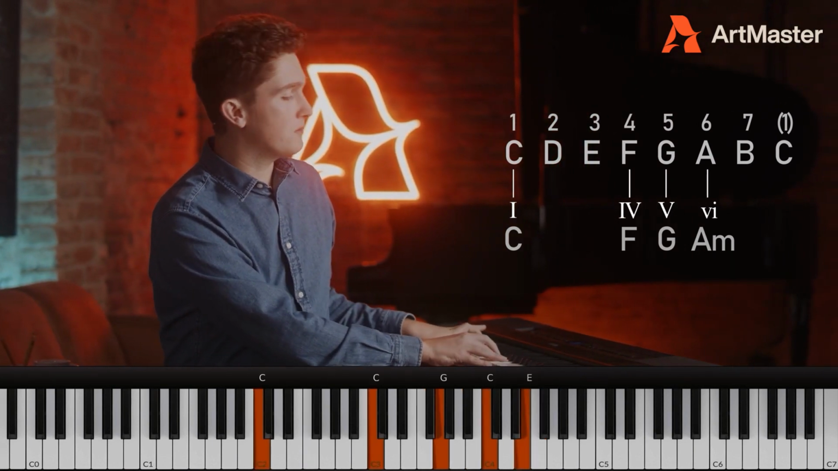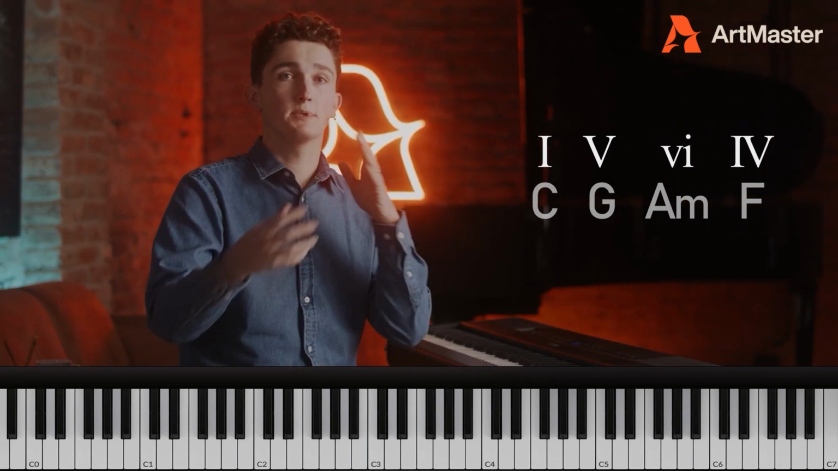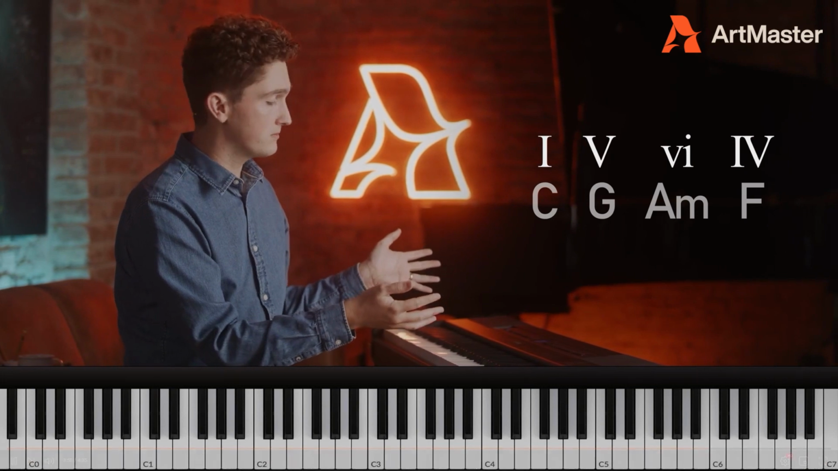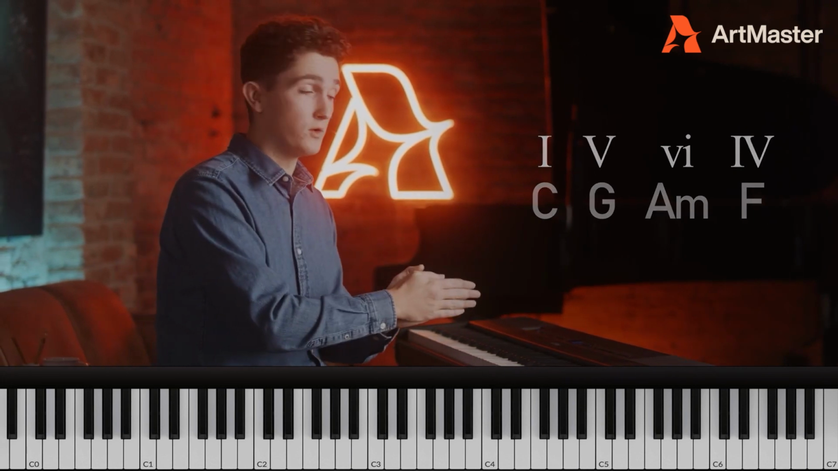Now you might think, well, why are we complicating this by describing it in Roman numerals? Why can't we just call it C, G, A minor, F? And you often can, but one of the reasons it's valuable to understand that these are chords 1, 5, 6, and 4 is because the relationships between those chords are the same no matter whether we started on C or on a different note.